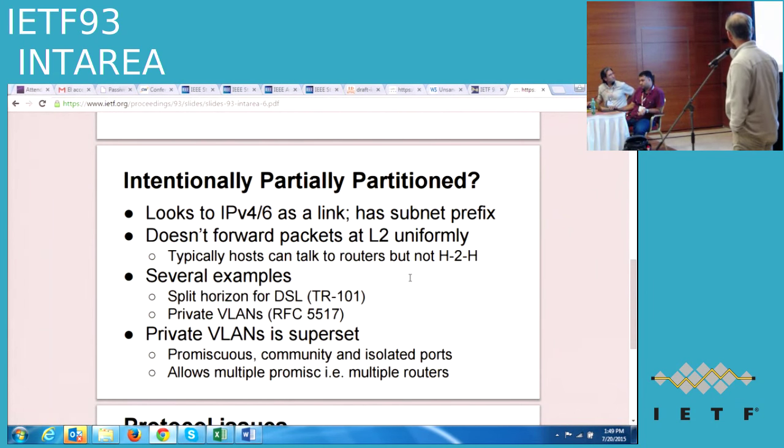So what are these things? Examples of this are split horizon for DSL. There are similar things for cable. I haven't found a good reference for how cable does this. And then there are private VLANs. They all have the property that you present it to IP as a link and you allocate a subnet prefix to it. But the layer 2 forwarding characteristics are non-uniform. Not everybody can talk to everybody.